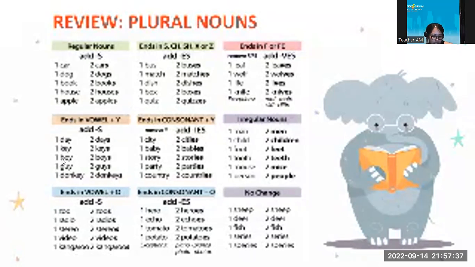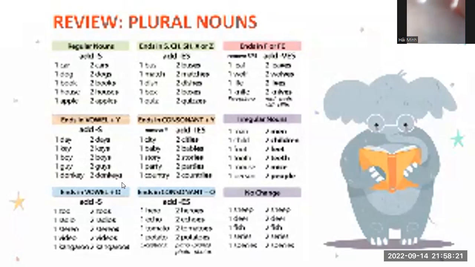What does vowel mean? Can you please give me a sample for vowel? I don't know. Vowel is A, E, I, O, U. Those are vowels. Okay, so if the noun ends in vowel plus Y, we simply add S. Example, one day, two days, one key, two keys, one boy.